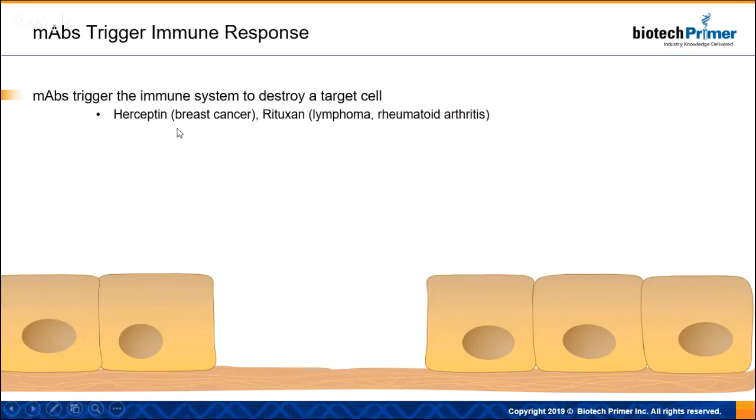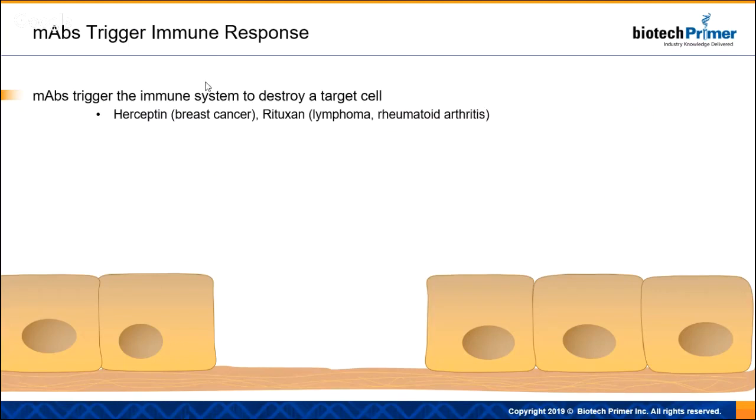And so this also brings up the point that antibodies often work by more than one mechanism of action. So Herceptin, we've already discussed, blocks the growth signal from reaching the breast cancer cell. Herceptin also works by activating an immune response against that tumor cell.